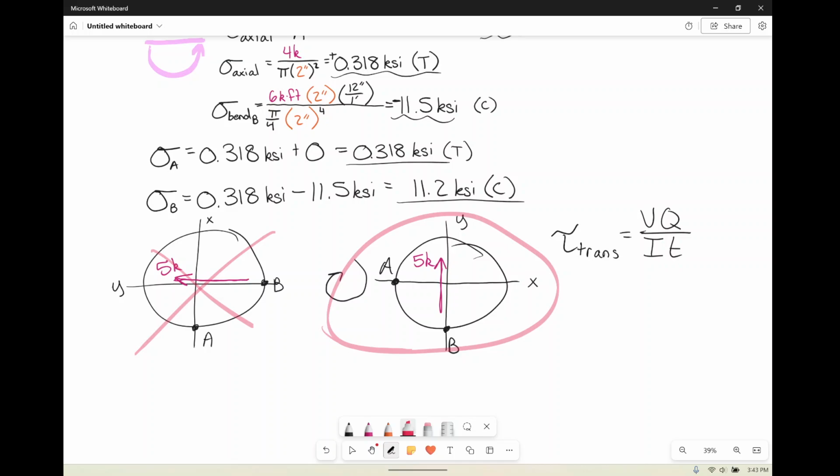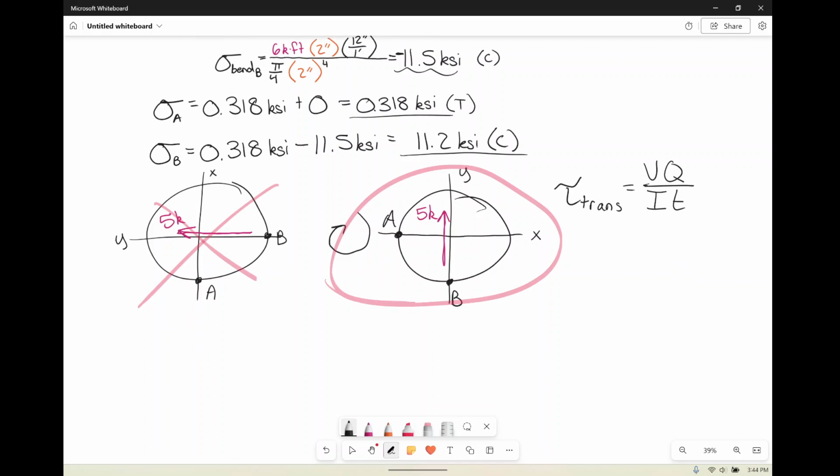Our Q, well, that depends on which one we're talking about. So Q, let's talk about point B first. Q for B. Again, how do you solve for that? You're going to draw a line across at that point, bam, right there, and then you're going to take the area away from the neutral axis. That's over here. How much area of the circle is there? Nothing. Yes, QB is nothing. Isn't that lovely? So we're going to erase all that. So QB is 0.